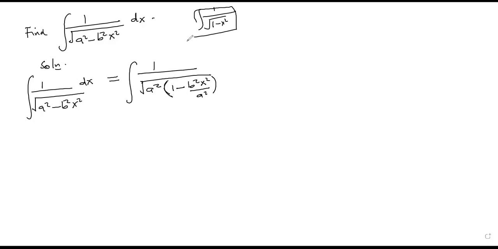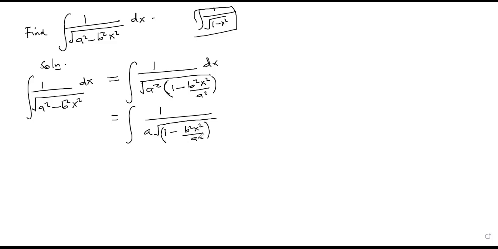Because when you multiply this a squared inside, it goes back to this. When you multiply it here, it will cancel and it keeps b squared x squared, which is this. So this is the same as the integral of 1 over this square root of a squared. The square root of a squared is a, so that one you can move out. Then this one does not have a direct square root, so it will keep 1 over, rather, 1 minus b squared x squared over a squared. You can have it like that.